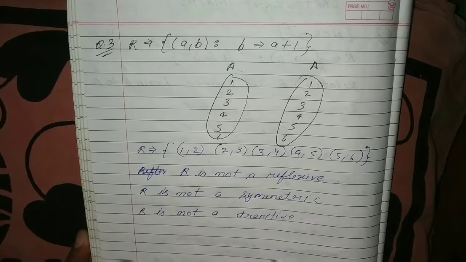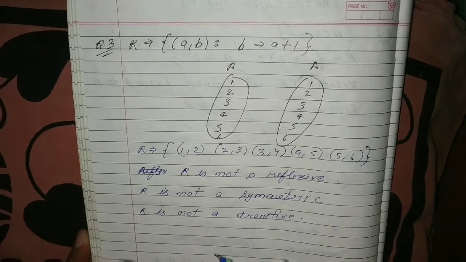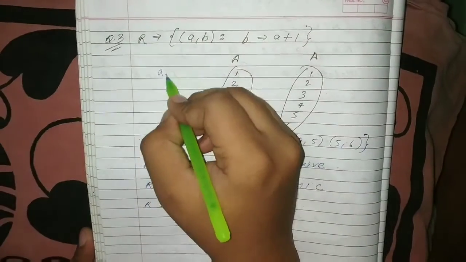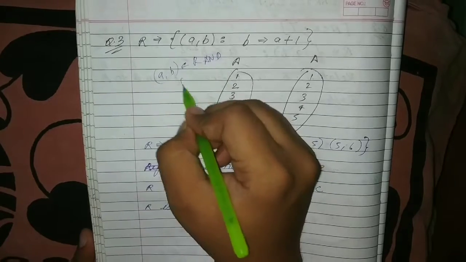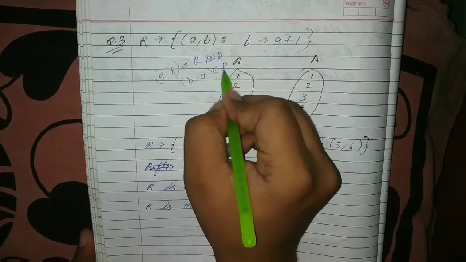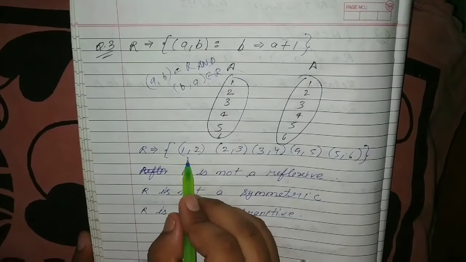Symmetric relation: if (a, b) belongs to R and (b, a) belongs to R, then we can say it is symmetric. But let us see (1, 2).